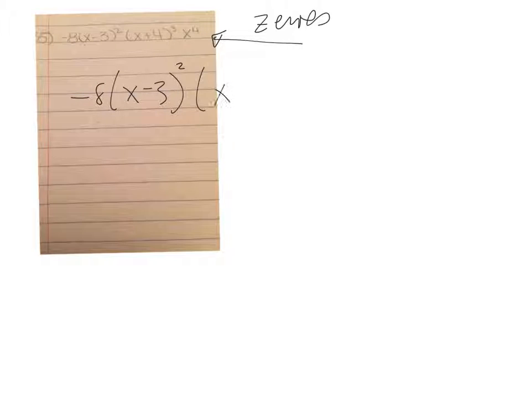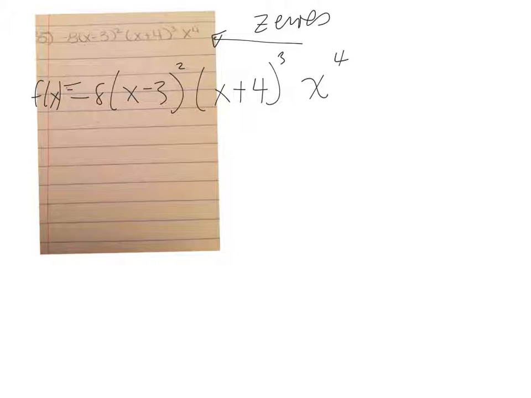Alright, in this question we are asked to find the zeros of that function right there. So I have minus 8 times x minus 3 squared times x plus 4 cubed times x to the fourth. And the function probably has f of x or something equals in front of it. I'm not sure if it has that or not.